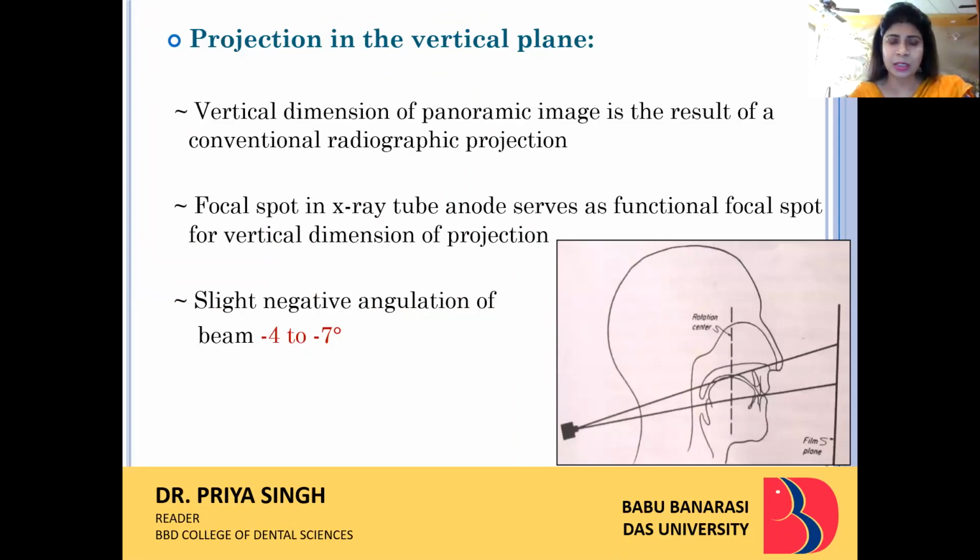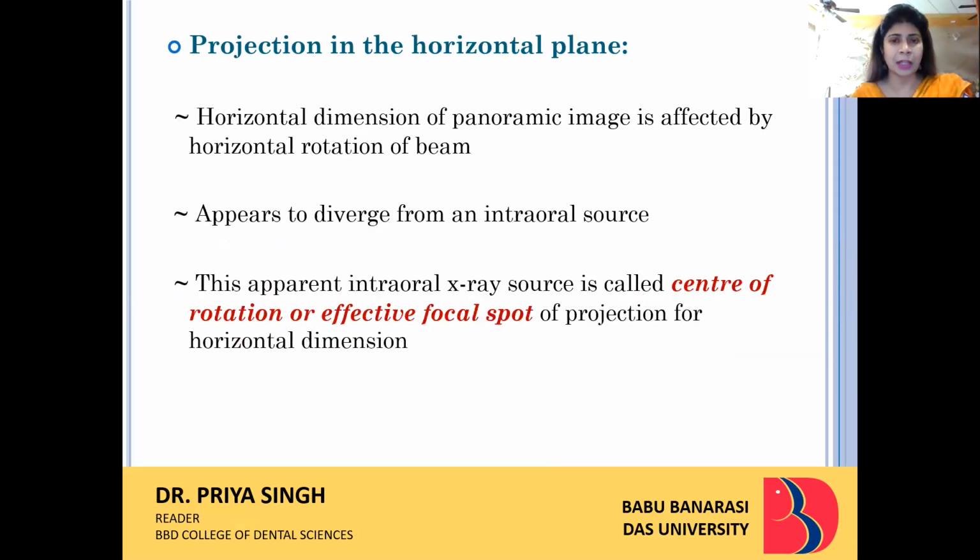Now comes the projection in the vertical plane. The vertical dimension of the panoramic image is the result of nothing but conventional radiographic projection. The focal spot in the X-ray tube serves as the functional focal spot for the vertical dimension of projection. A slight negative angulation of the beam, that is -4 to -7 degrees, is given in cases of panoramic radiography. Now here also an individual has to do nothing. It is an inherent property of the machine itself which gives it negative angulation.